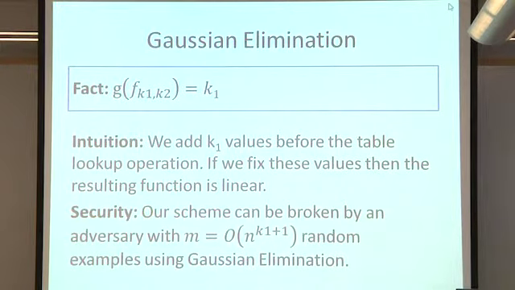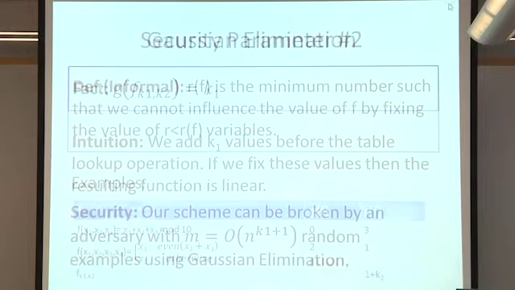So the intuition, again, is that we add k1 values before we do the table lookup. If we fix these values, then the resulting function is linear. If we don't fix the values, then the function is not linear. So this result implies that our scheme can be broken by an adversary with order n to the k1 plus 1 random examples using Gaussian elimination. So if you draw enough random examples, then eventually you're going to see the same group of inputs in the first two spots, and then once you do, you can just apply Gaussian elimination and solve.